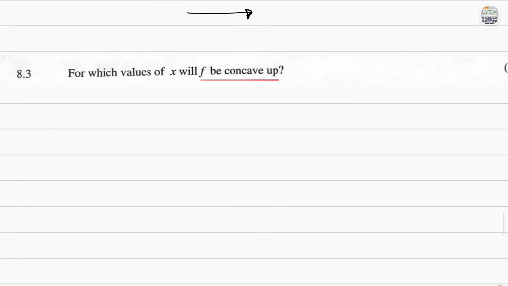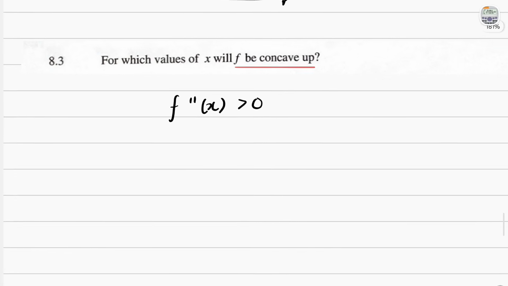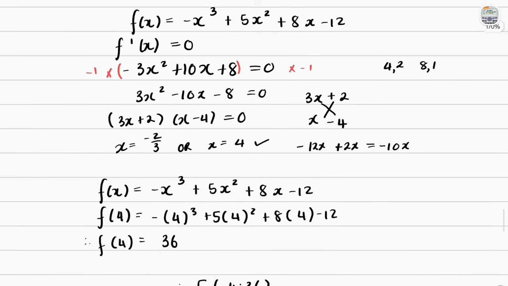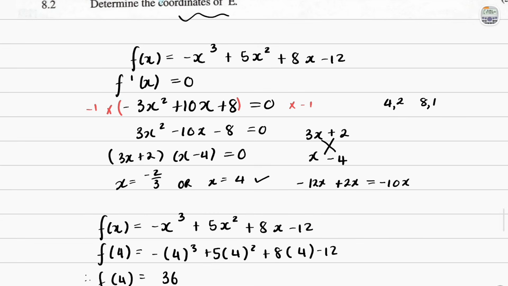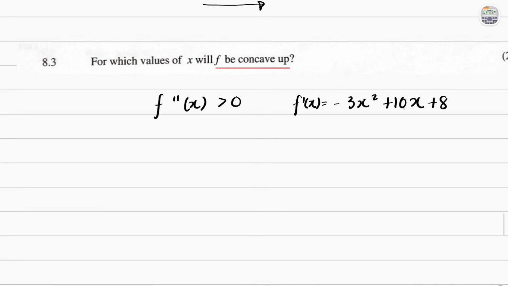To find out where the graph will be concave up, you can simply say this is where the second derivative is greater than 0. Okay, so let's go ahead and do that. We already have f'(x), so we can start from there. Take f'(x) and then derive it further to get the second derivative. So if that is f'(x), then the second derivative would be coefficient times exponent, that is -6x, and then plus 10, and of course that x will fall away. So this should just be greater than 0.